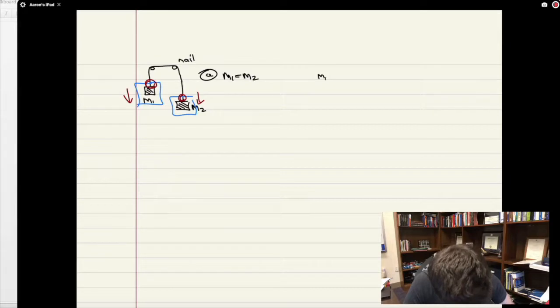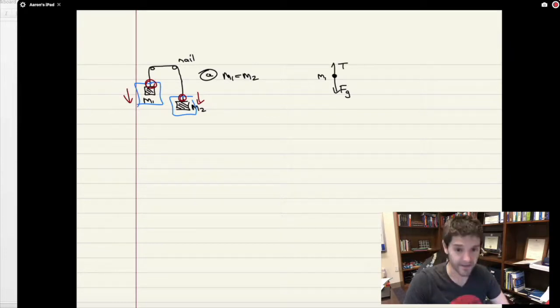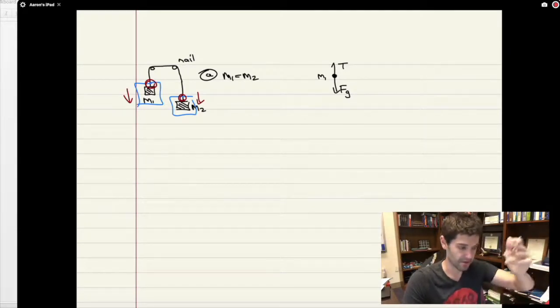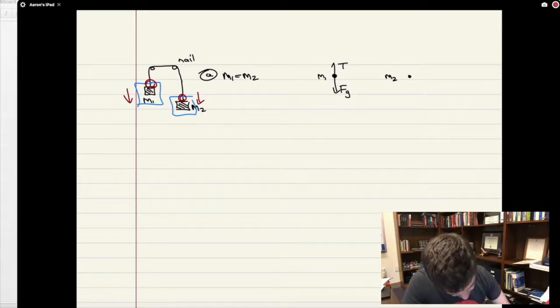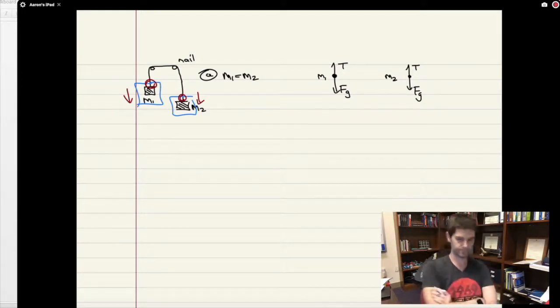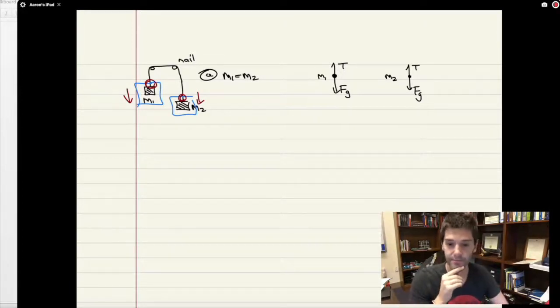So for M1, I might say that gravity is pointing downward, and then the tension in the rope is pointing upward. The force is along the direction of the rope that the object is connected to. For M2, I might say the same thing. And here I'm making the assumption, which for now you'll just have to take, that the tension is uniform throughout the rope, as long as it's taut. The tension throughout the entire rope is completely uniform.